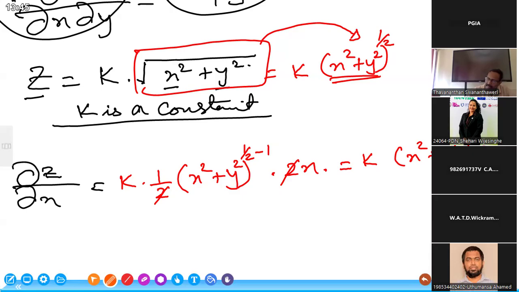So how we can write this, for example? I can write this as k divided by x square plus y square to the power half. Can I write like this? Yes?